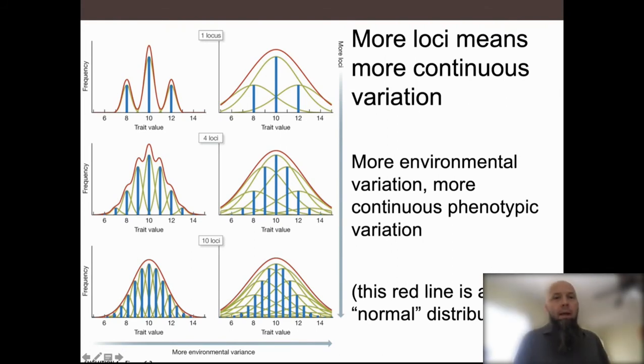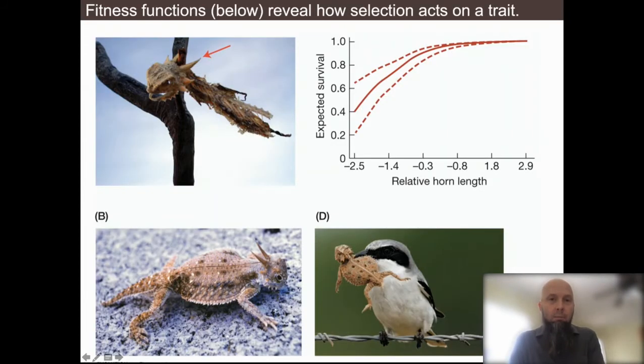Okay. Now, what's really interesting is when we start looking at examples later on in this lecture where selection is acting on traits that are influenced by multiple loci, and we can start to see some really extreme trait values arise after selection.